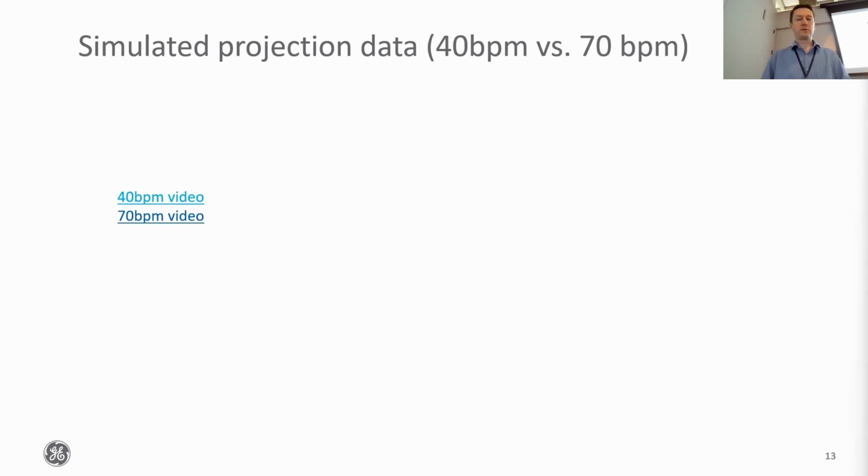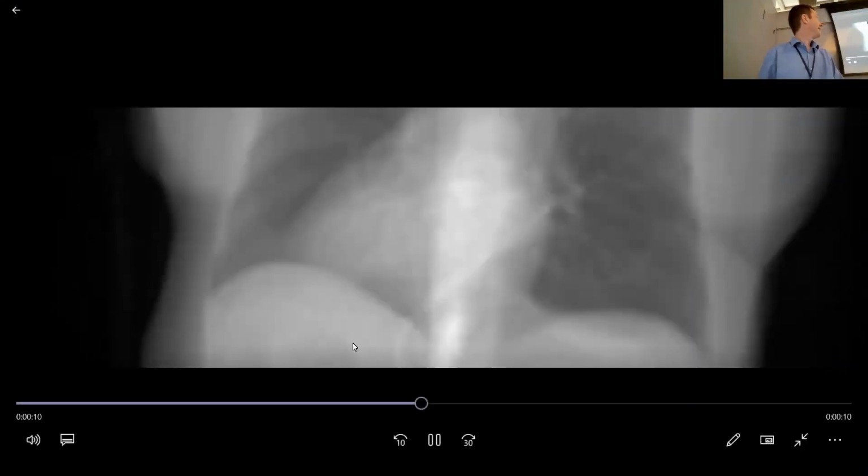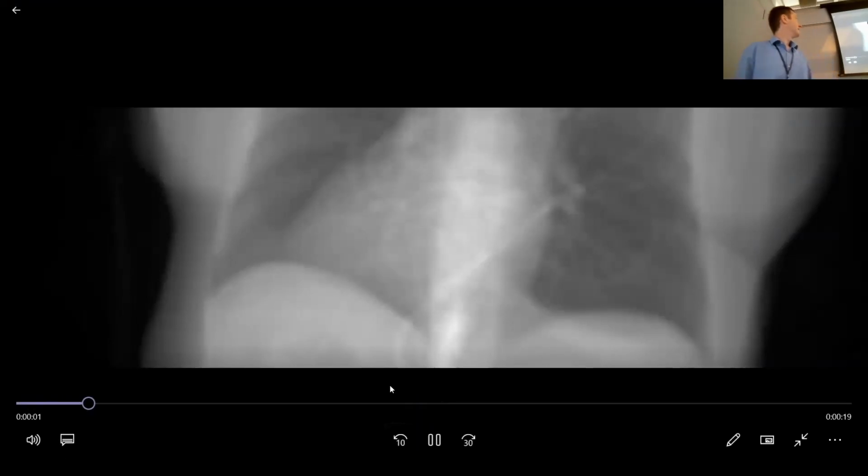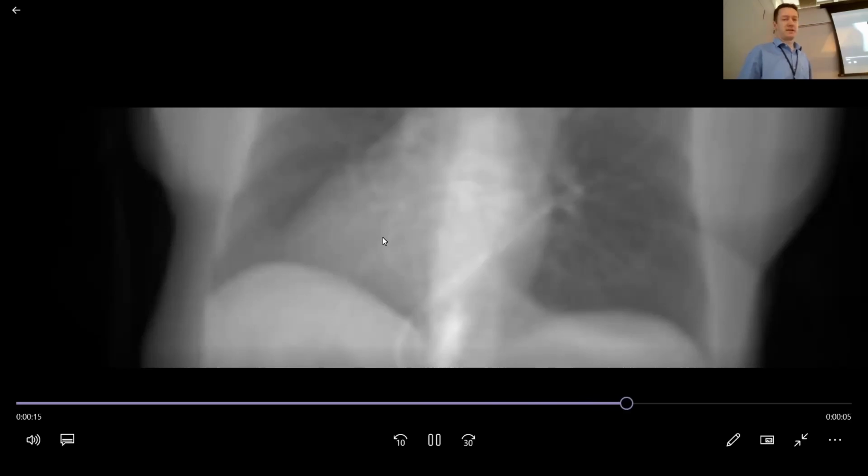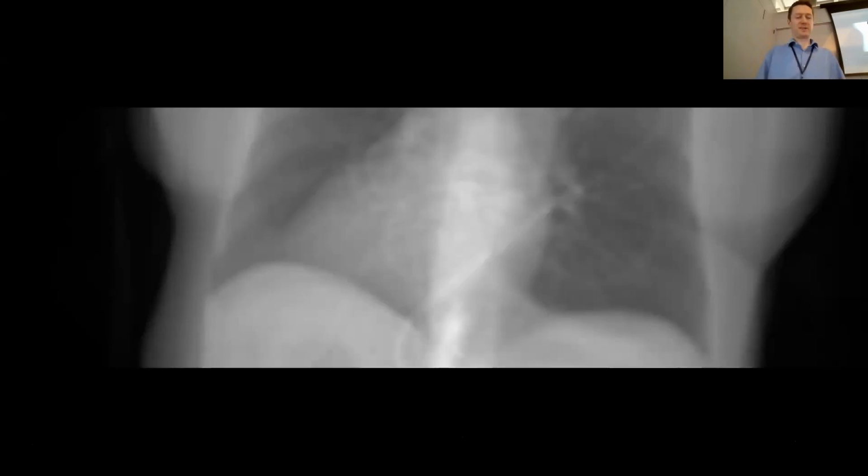Actually, this is not showing up very well at all. I apologize. But what you should be able to see is the contrast first showing up on the right side of the heart, and later you should be able to see the beating on the left side with the contrast flowing in. But that's obviously not working too well. I apologize.